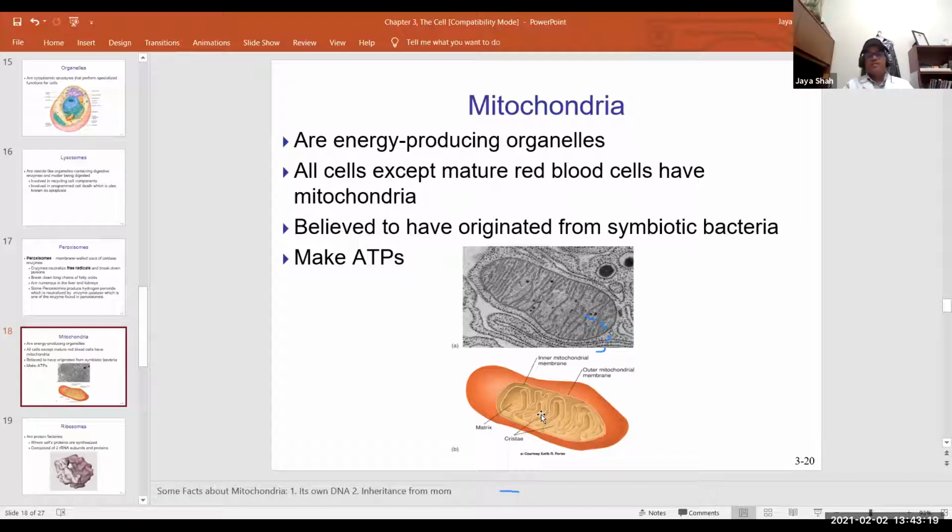All cells in the body have mitochondria except mature red blood cells. Mitochondria contain their own DNA, which is called mitochondrial DNA. That's why mitochondria divide and increase in number a lot. So let's say you are not exercising regularly, and all of a sudden you start exercising, then your skeletal muscle will divide its mitochondria and make more mitochondria for making more ATP.